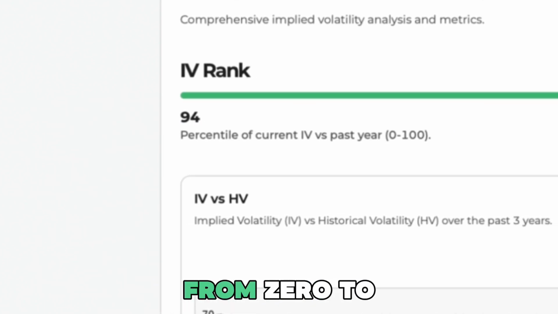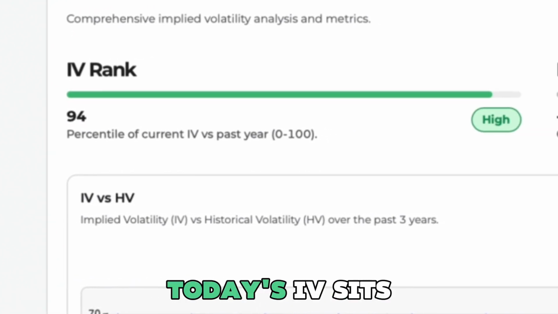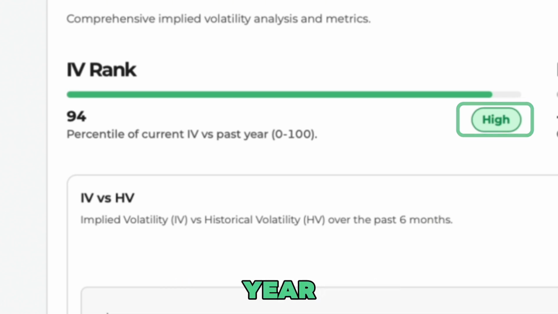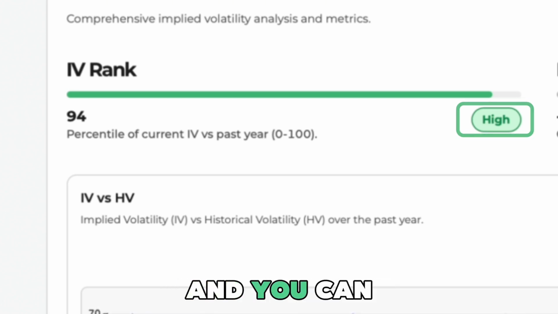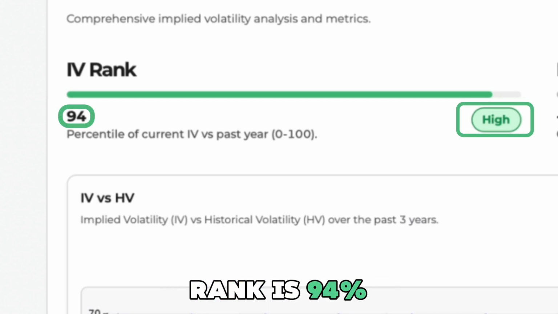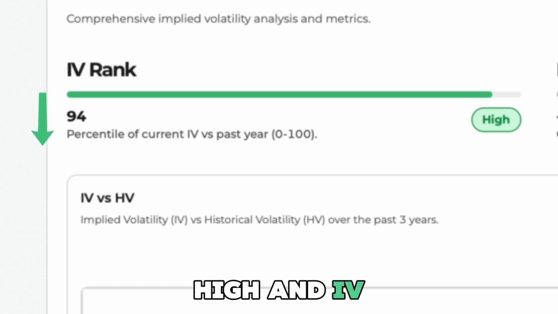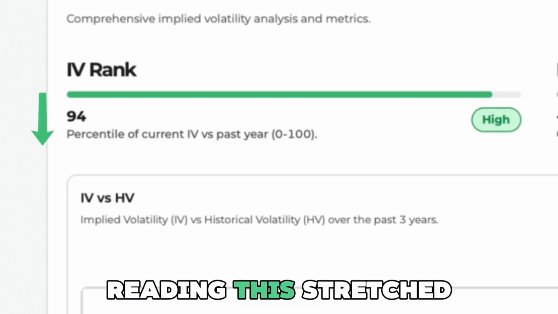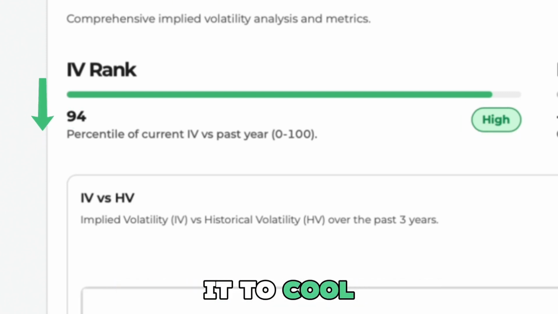First up, you have the IV rank at the top. It's a percentile from 0 to 100 for how high today's IV sits versus the past year. Right now, you are looking at Apple, and you can see the IV rank is 94%, which is very high. And IV mean reverts, so after a reading this stretched, you'd usually expect it to cool back down.